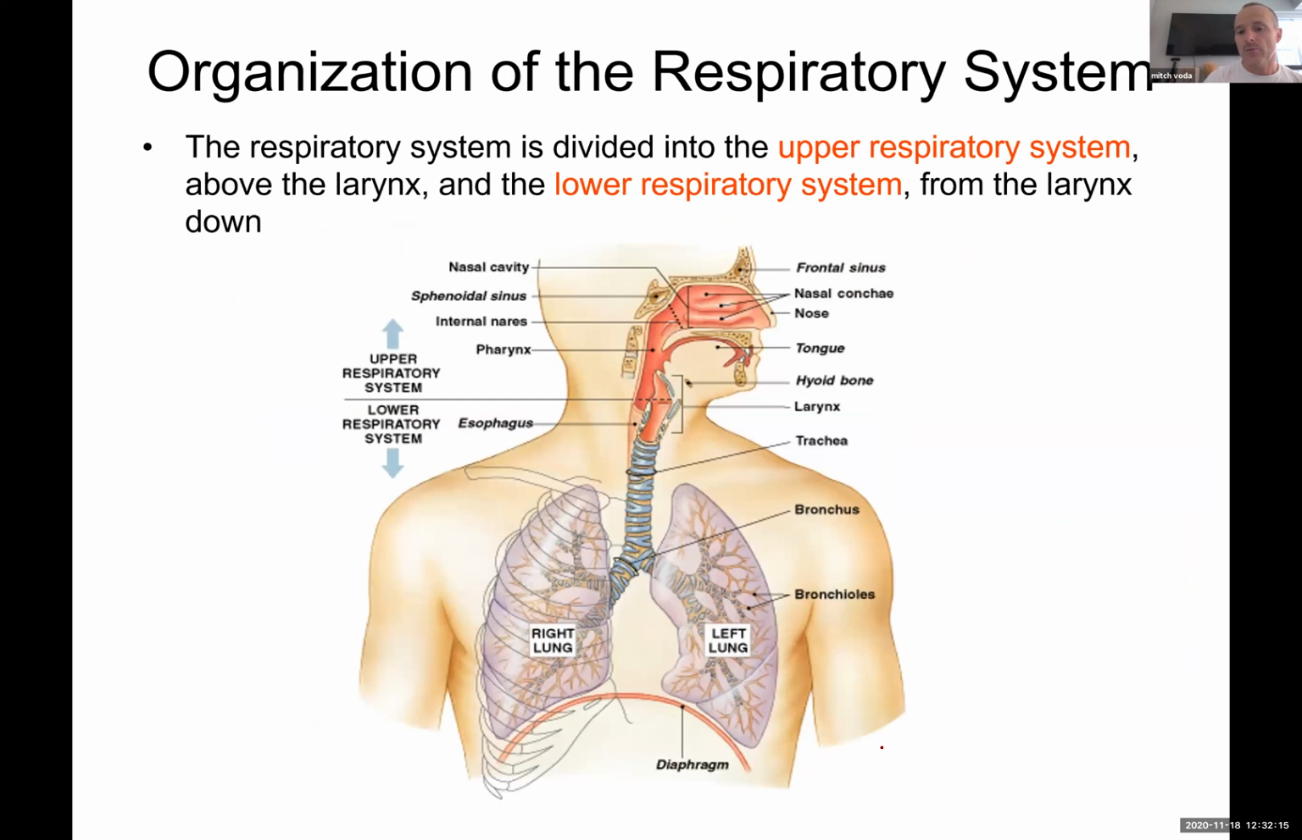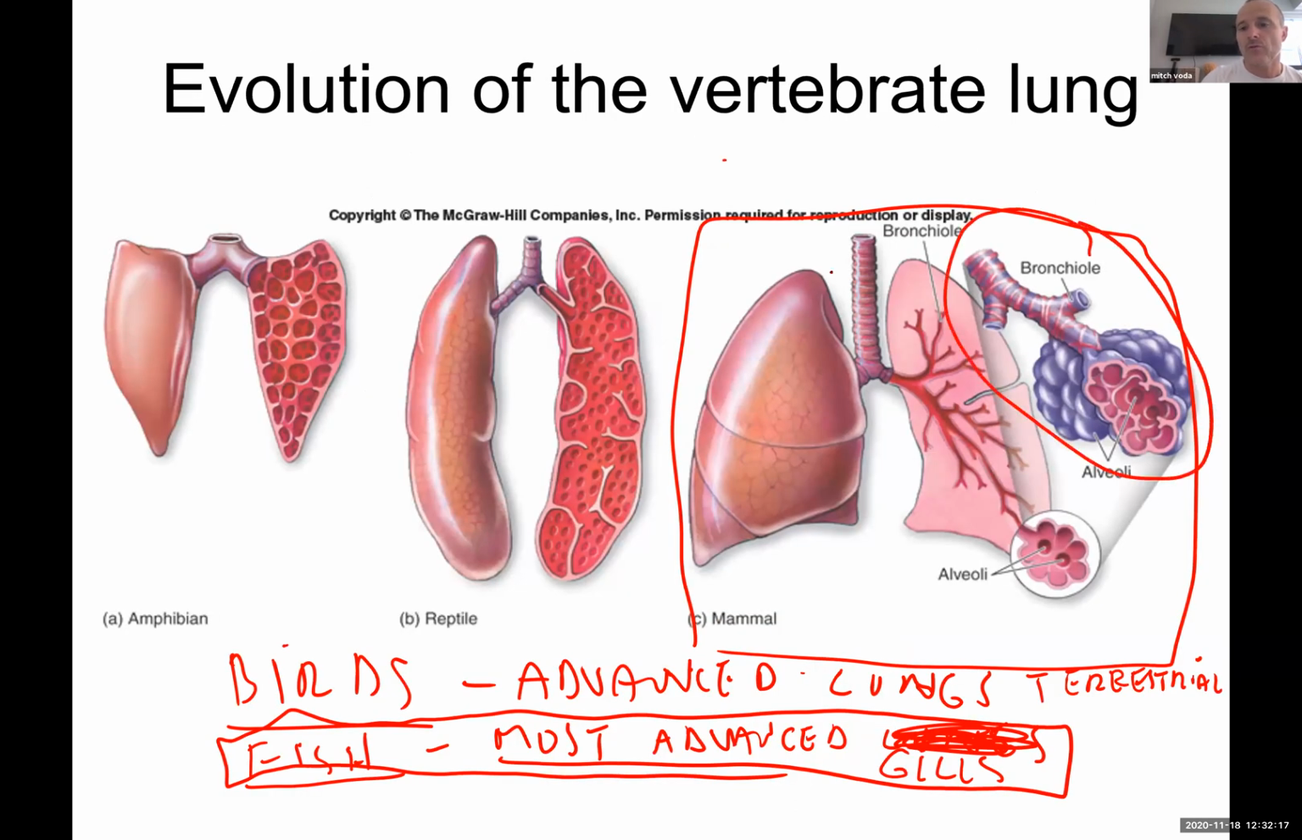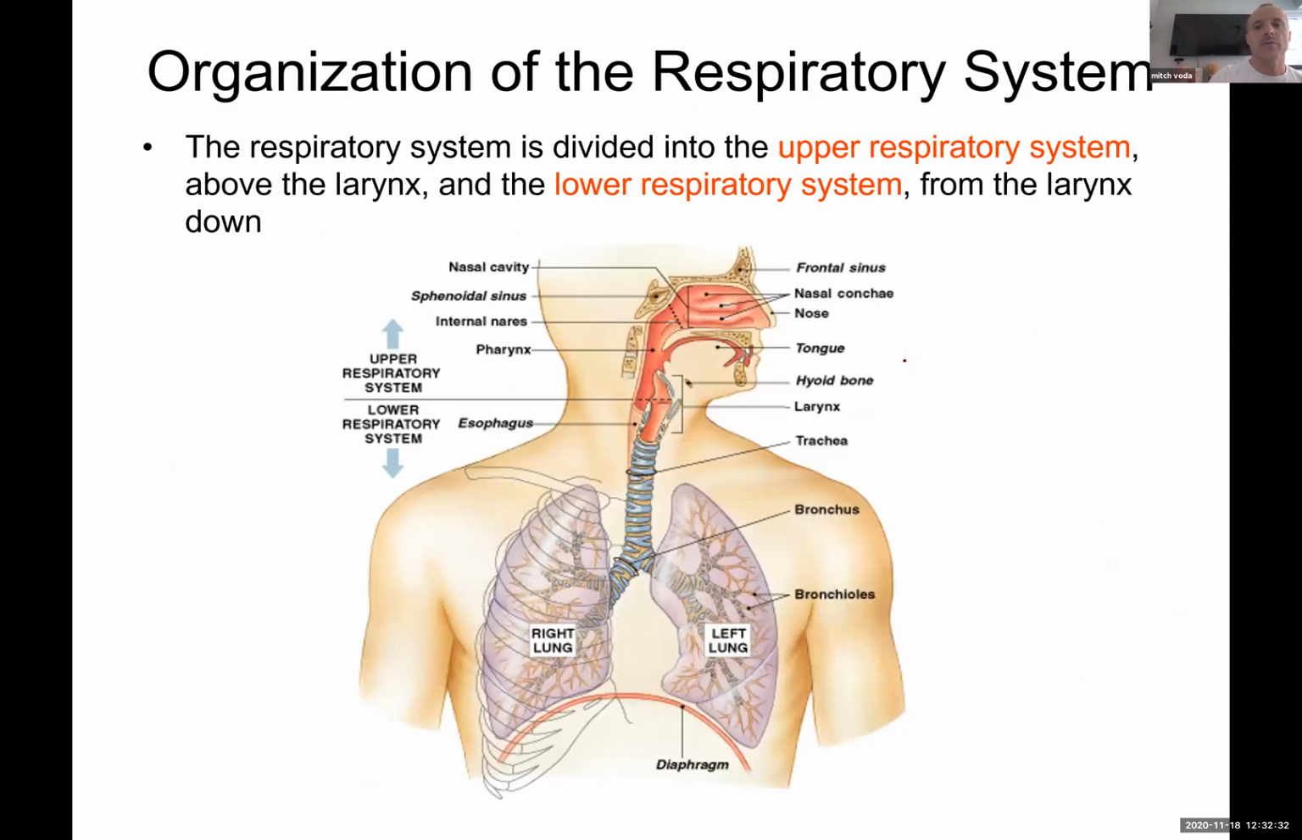Now, when you look at humans, look how finely divided. Look at these structures that we have right here. This is the way we are able to take in the oxygen. They are really finely divided and they have this structure which are called alveoli. So I'm going to go in a minute over all of them. Now about the human respiratory system.